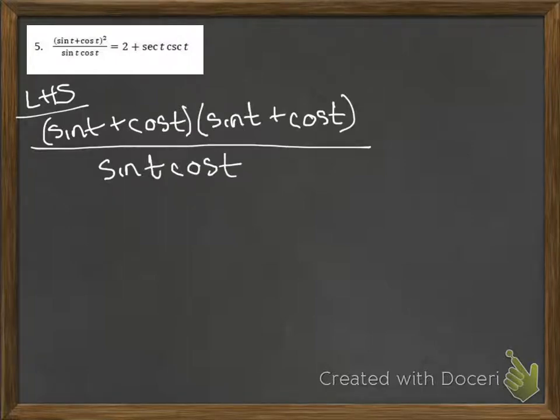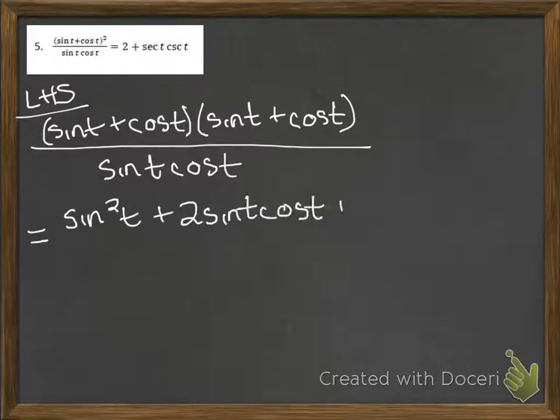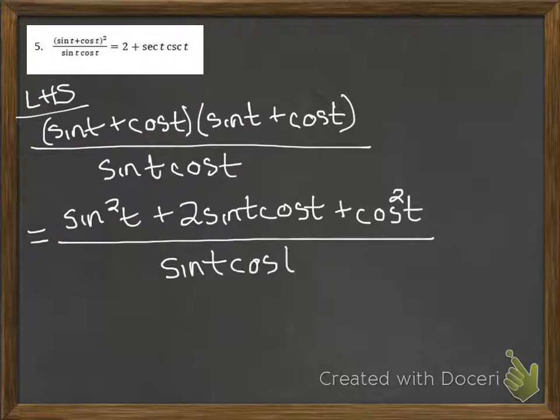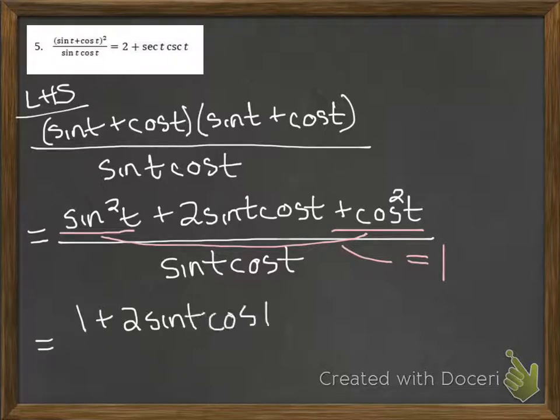And if we distribute everything in the numerator to get rid of the parentheses, then this is our result. And you can rearrange some of the terms in that numerator to see that there is the Pythagorean identity embedded within that numerator. Sine squared plus cosine squared is equal to 1. And so now we can rewrite the left-hand side like this.